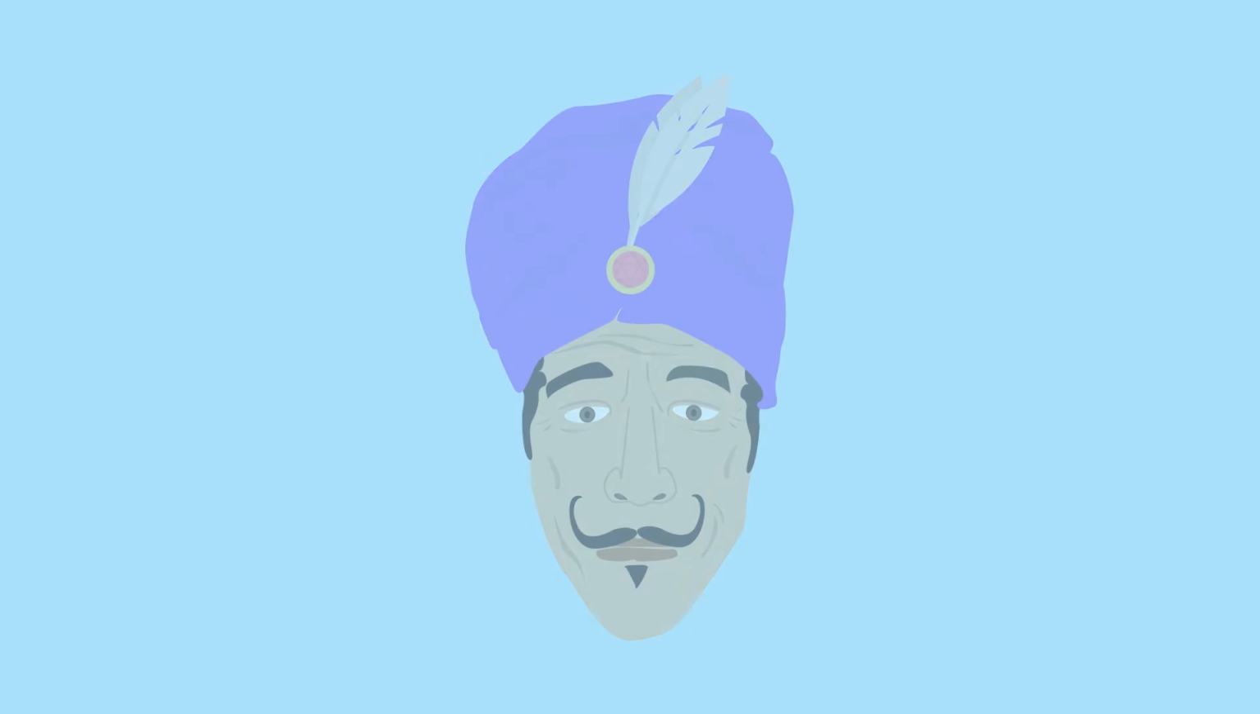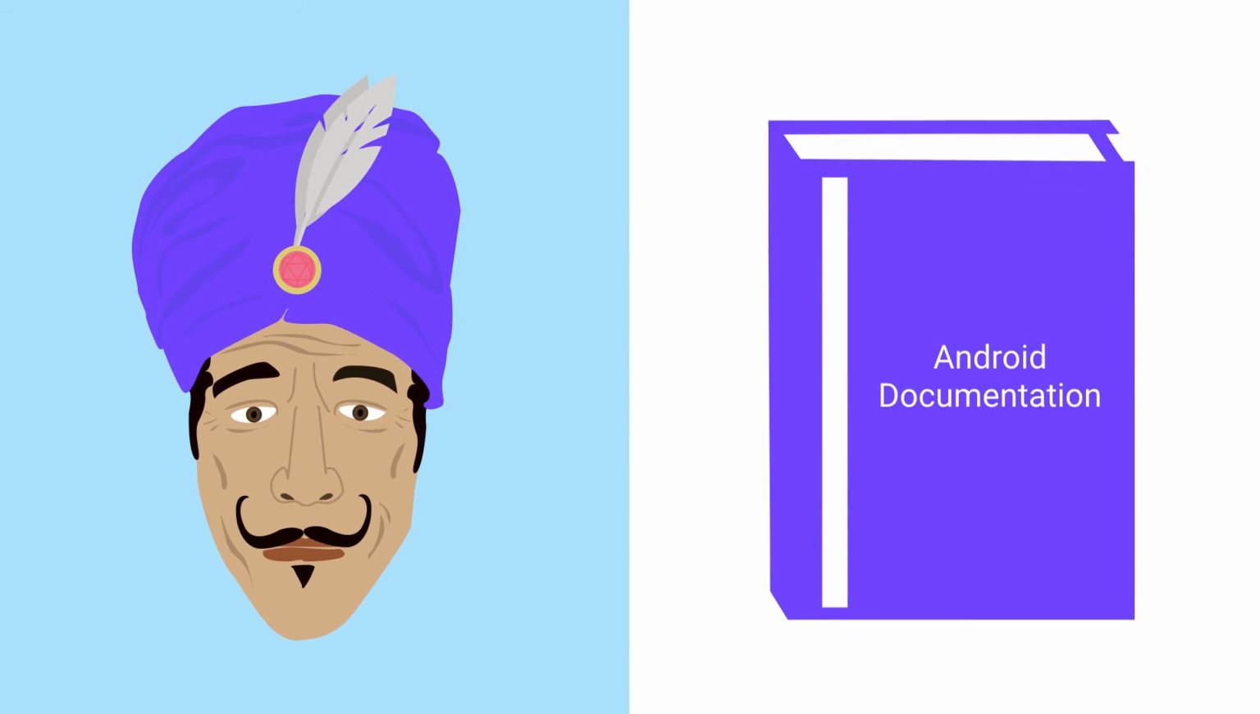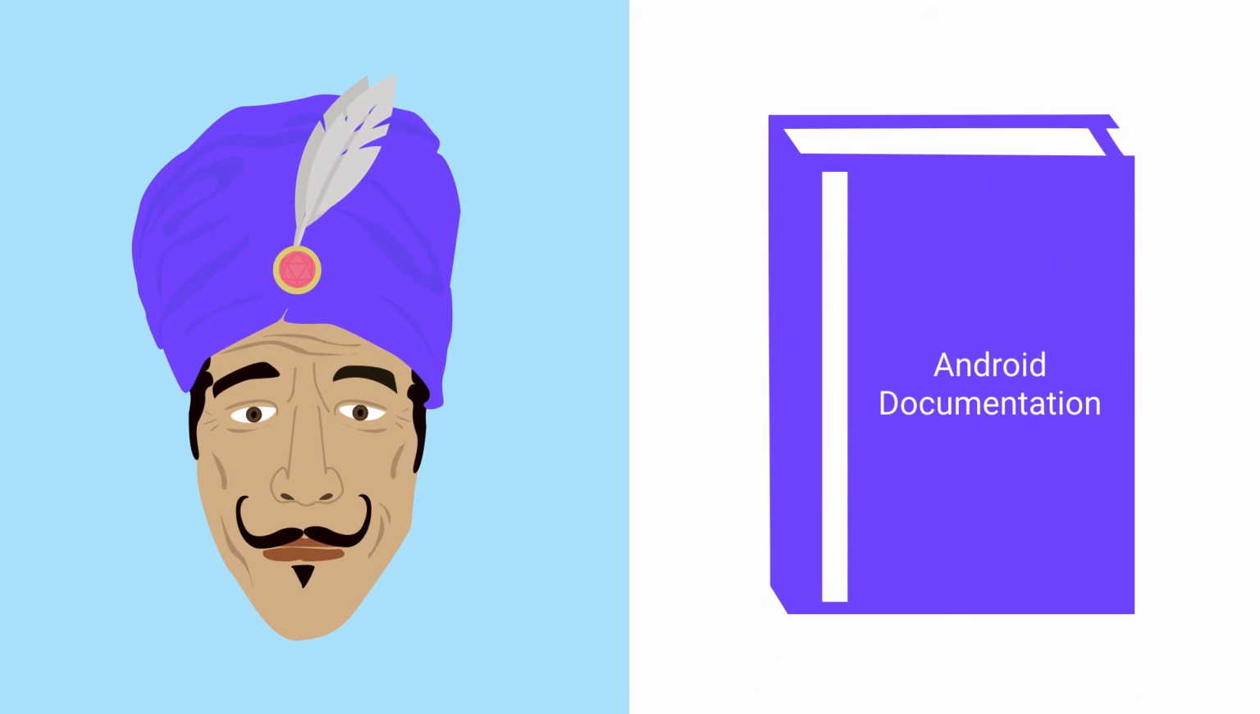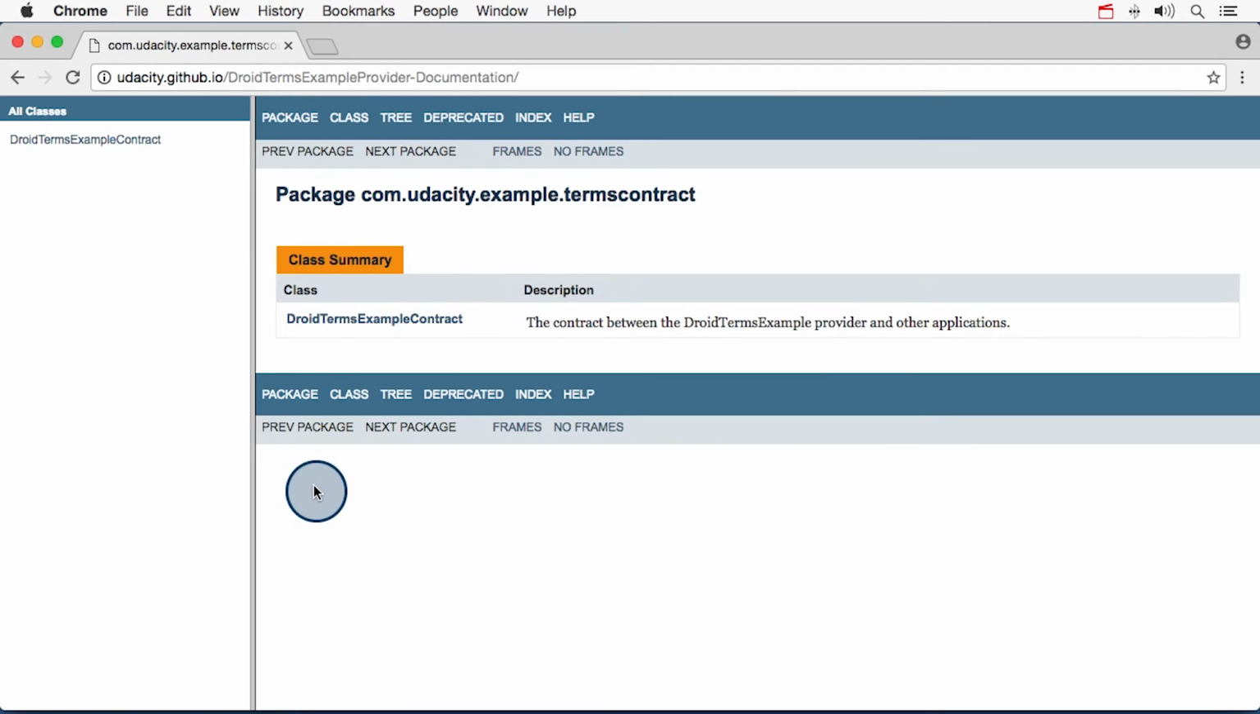Now, you might be scoffing right now and going, but Lila, how would I know what the structure of these URIs is even supposed to look like? I'm not a mind reader. And yes, that is right, you are not a mind reader. Which is why, if the designer of the content provider followed conventions, which they hopefully did, they should have created a contract class. Here I am looking at the docs for DroidTermsExample provider.